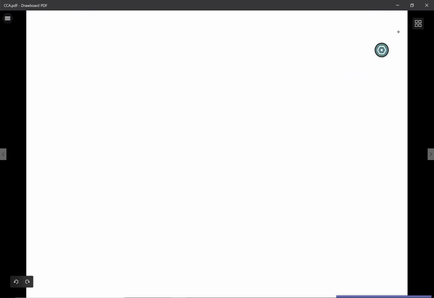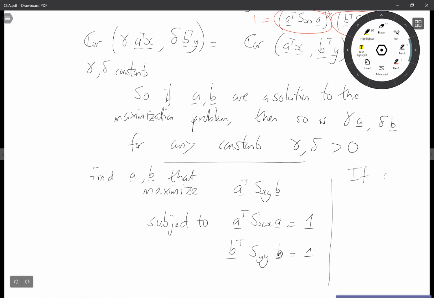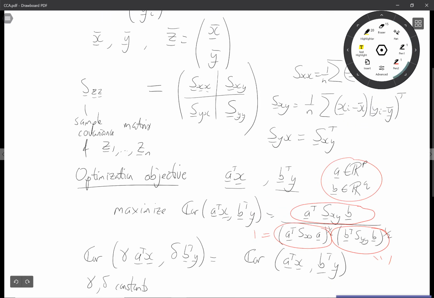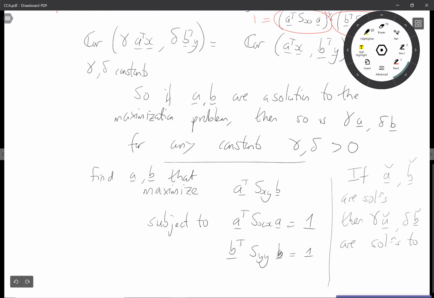Now thankfully there's a link between the solutions to these two problems. If A check and B check are solutions to this problem, let's call that star, then gamma A check and delta B check are solutions to the previous problem, for any gamma and delta bigger than 0.